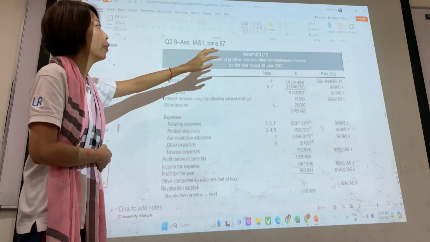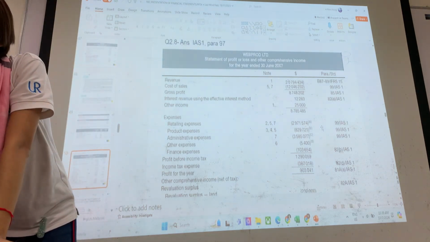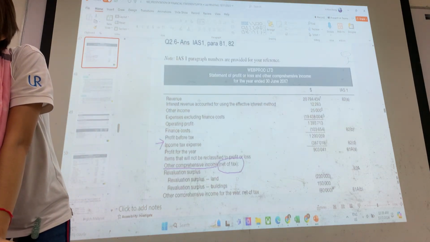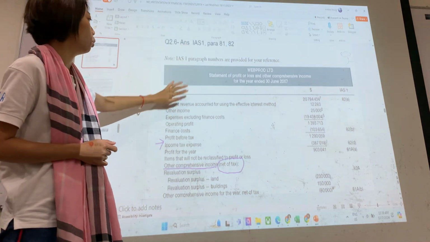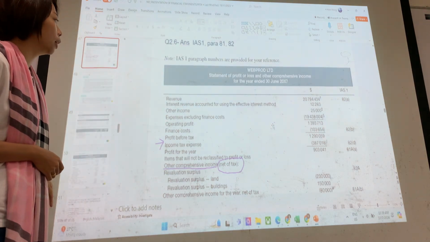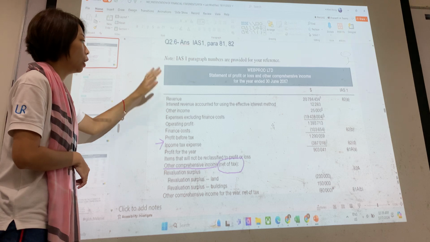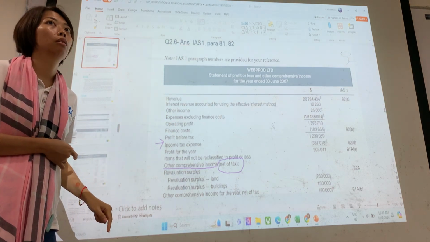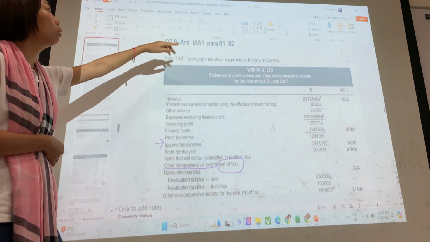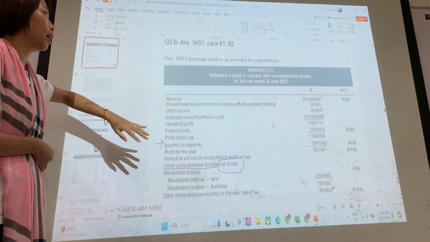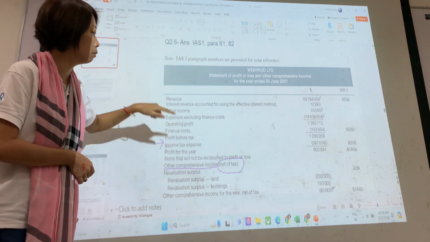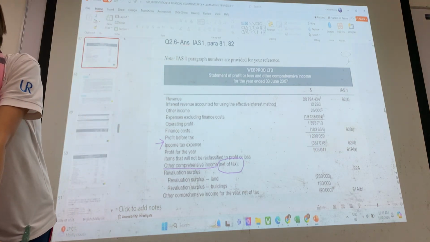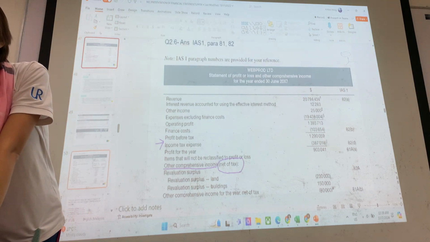So this is the statement of profit or loss and other comprehensive income. But if you compare with paragraphs 81 and 82, that one might be longer, because this one is by nature and that one is by function. So 81, 82 is the minimum requirement. At least you must have these as line items. But if you are doing it by function, it is longer.